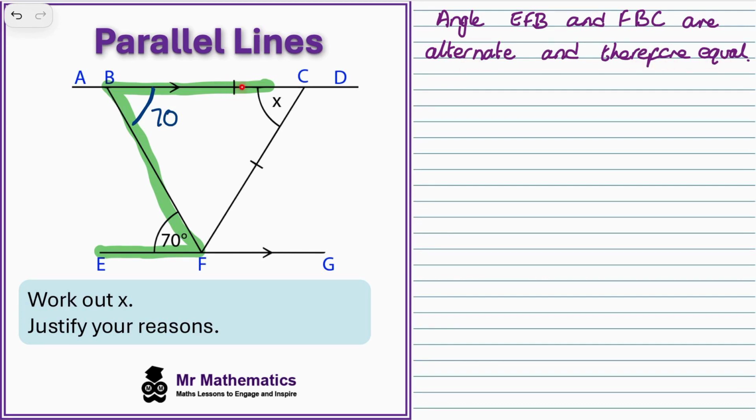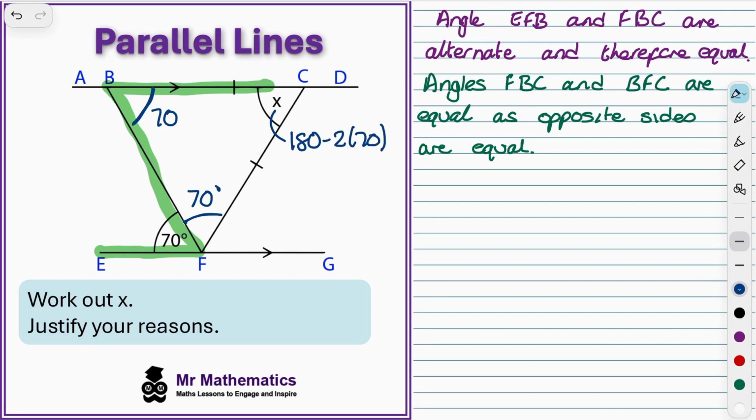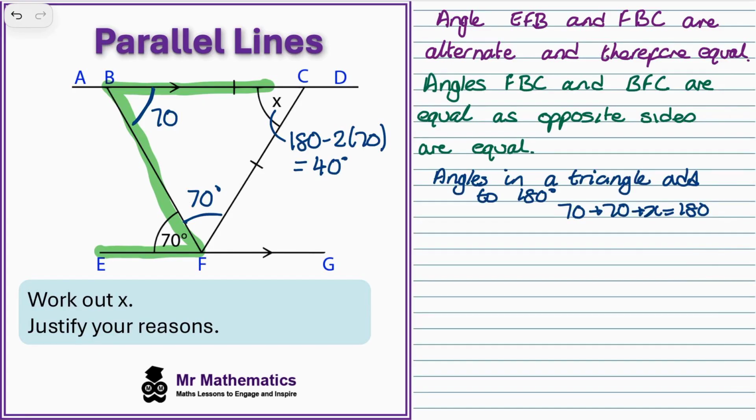And because we've been given these two marks here, we know that this will be an isosceles triangle. So this angle will be equal to the 70 degrees as well. So these two will both be equal. So we can say that angle FBC and BFC are both equal as the opposite sides are equal. And now we can use angles in a triangle to work out angle X. This will be 180, take away the other two angles. So we'll get 40 degrees. So we'll give our reasoning as angles in a triangle add up to 180 degrees.